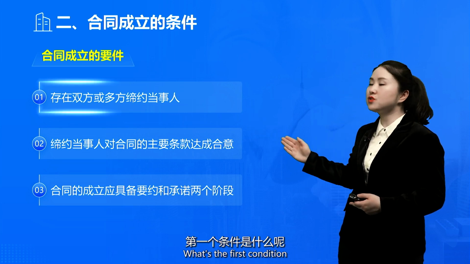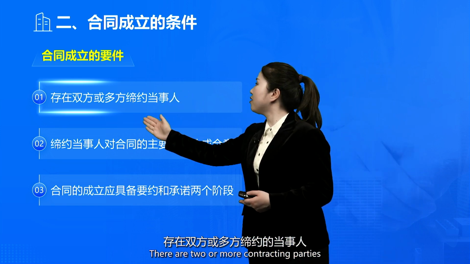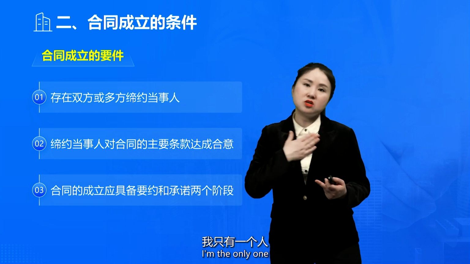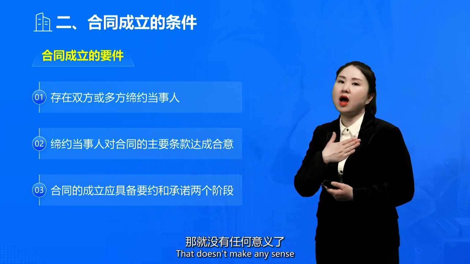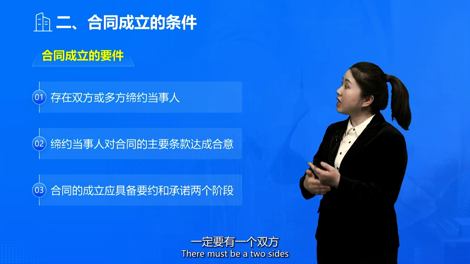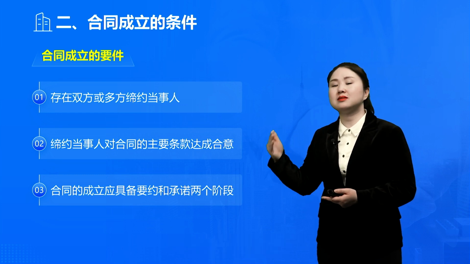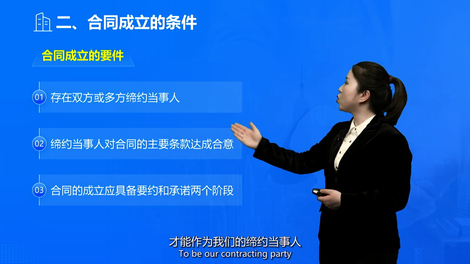What's the first condition? There are two or more contracting parties. That is to say, if I'm the only one, can I form a contract? That doesn't make any sense. There must be two sides, two or more parties, to be our contracting parties.